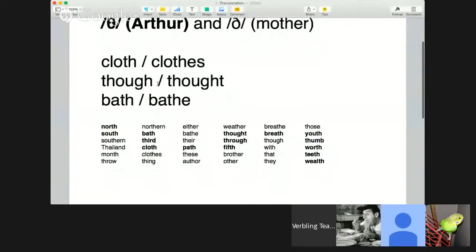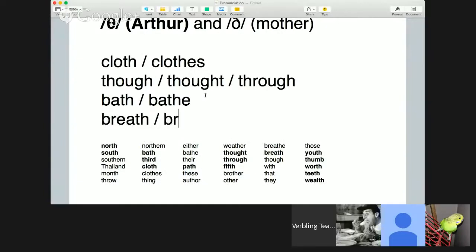So we've got cloth and clothes. We've got though and thought. We've got bath and bathe. So just before we finish, I'm just going to go through these and ask you guys if you have any questions about any of the stuff that we've done today. So there are some particularly tricky ones because they have some sort of similar words. For example, we had here thought. Oh, we also had through. That one's similar too. So let's add that one. And then we had breath and breathe.